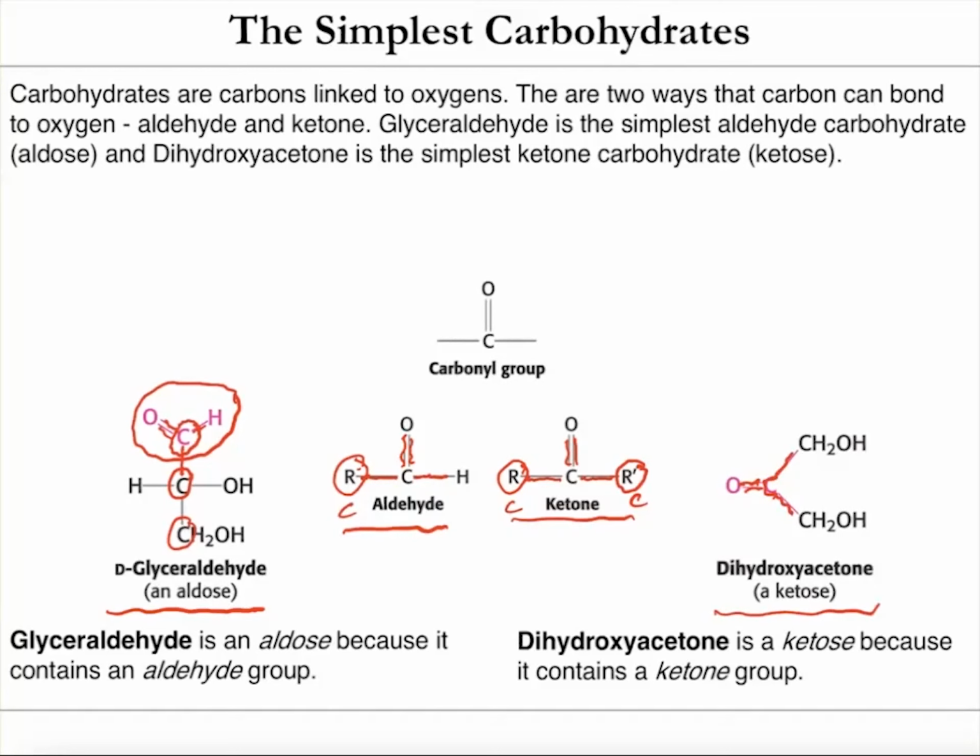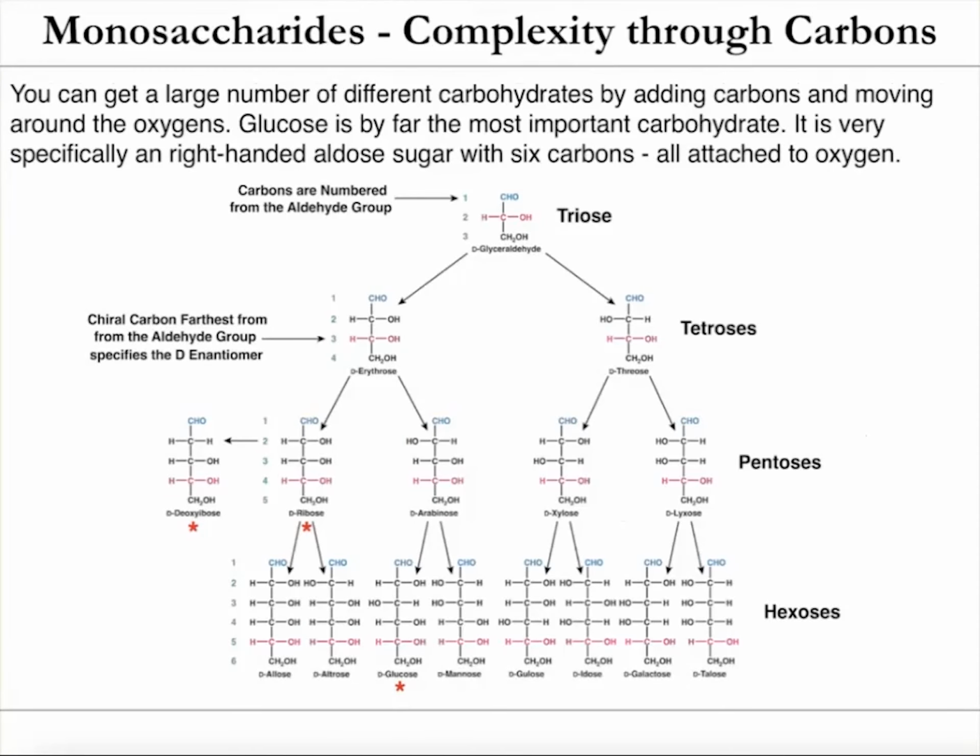In this case, both are carbons. So again, this has 1, 2, 3 carbons all associated with oxygen. So those are the simplest forms of carbohydrates that you can make. If you build up on this and you start adding carbons, you can get a lot of complexity through these sugars. So you basically just add carbons and then move around where those oxygens are bound to it.